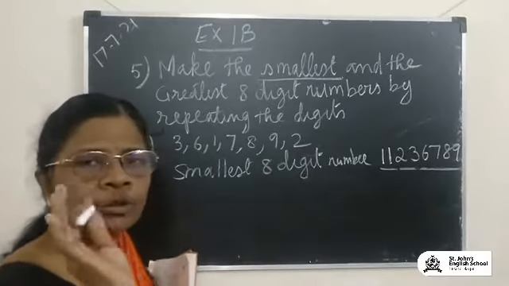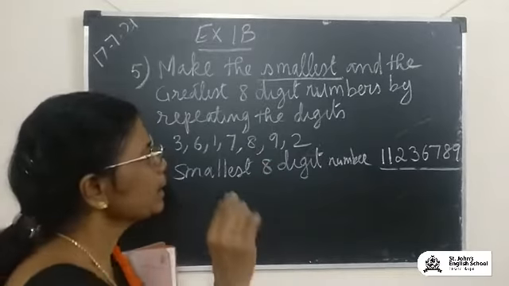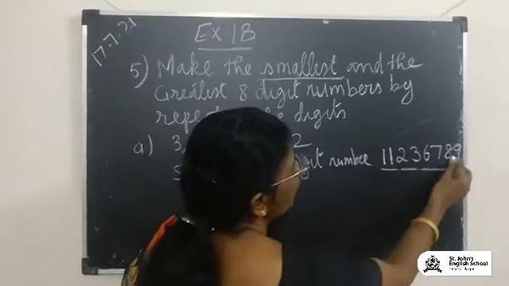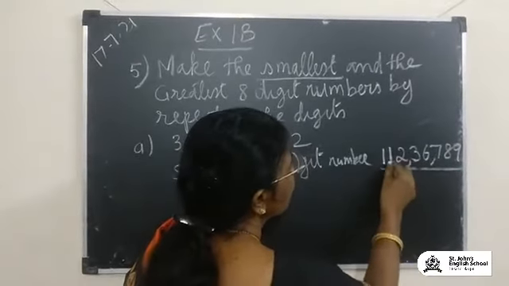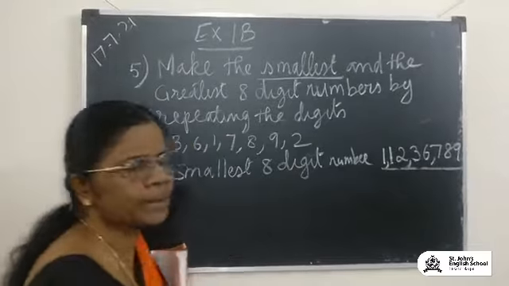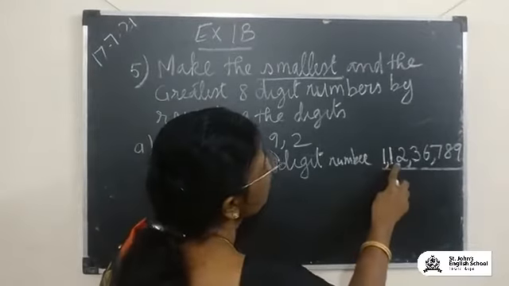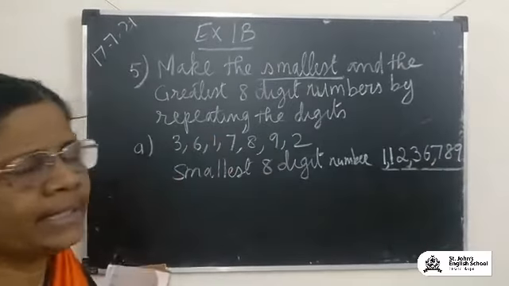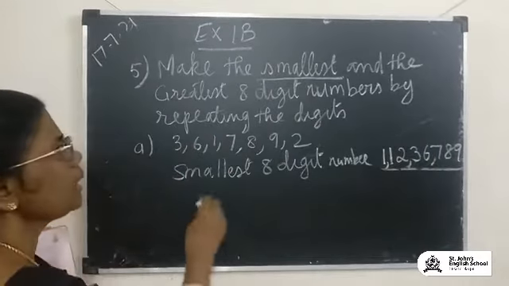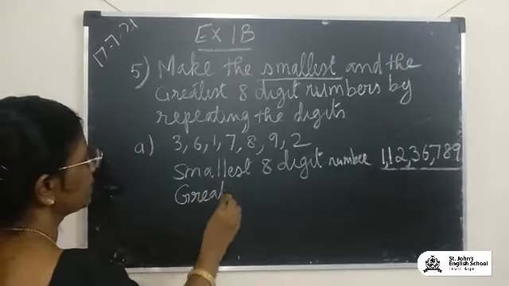As I told you in the last sum, the comma should be written only after the place values: ones, tens, hundreds, a comma, thousands, ten thousands, a comma, lakhs, ten lakhs, and then crores. So this will be 1 crore, 12 lakhs, 36,789. Now, children, next you are going to form the greatest 8-digit number.